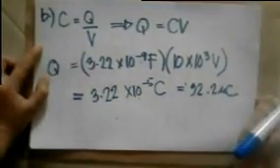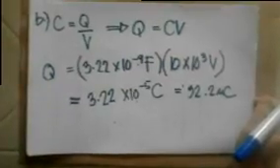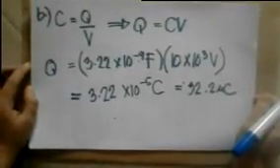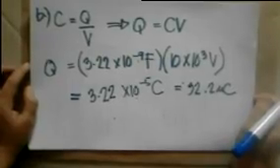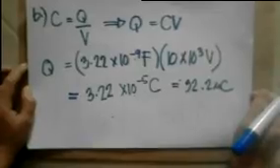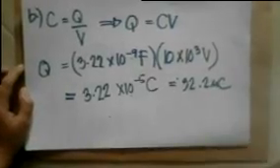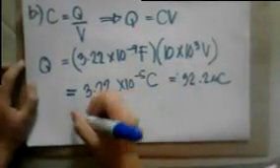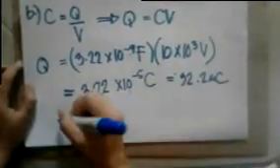The plate at higher potential has charge positive Q, so our charge is equal to positive 32.2 microcoulomb, and the other plate has a negative charge, so it has negative 32.2 microcoulomb.